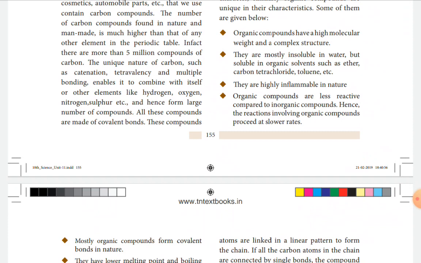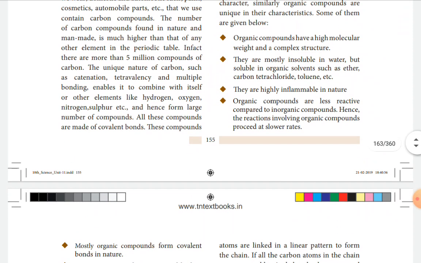Are you able to understand? For example, see, sodium chloride. Sodium chloride can be easily dissolved in water. It's a polar compound dissolved in a polar solvent.